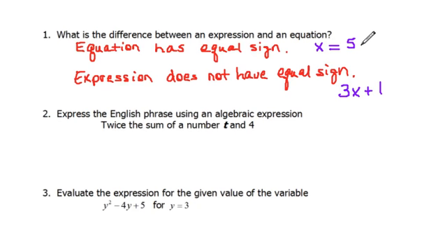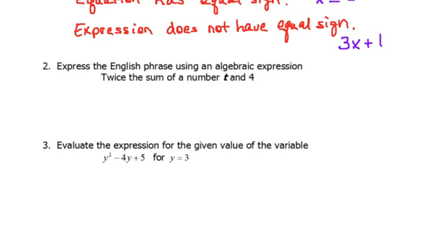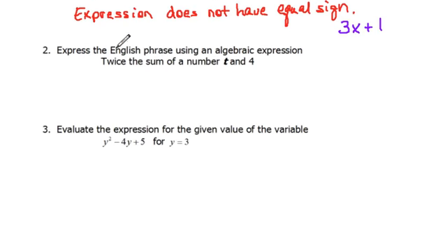Alright, let's move on to the next thing, which is actually an example. This one says express the English phrase using an algebraic expression. So we're going to take English words and change them into a mathematical format. This one says twice the sum of a number t and 4. So what does the word twice mean? Well, it means we're going to be multiplying 2 times something, right? Well, what are we multiplying 2 times?